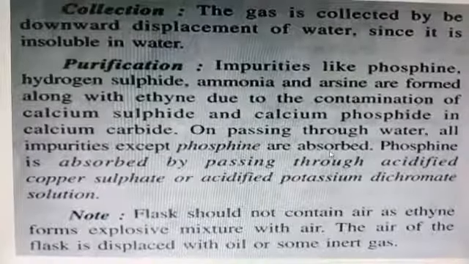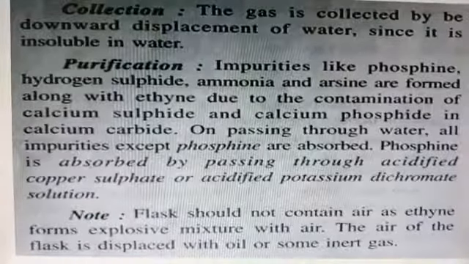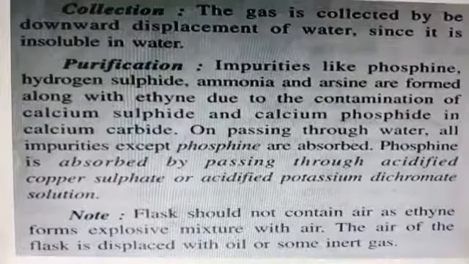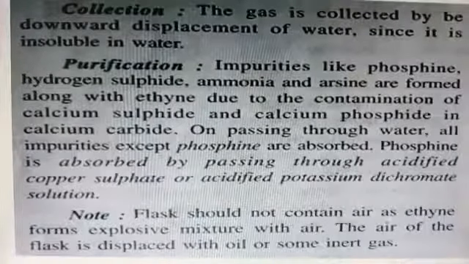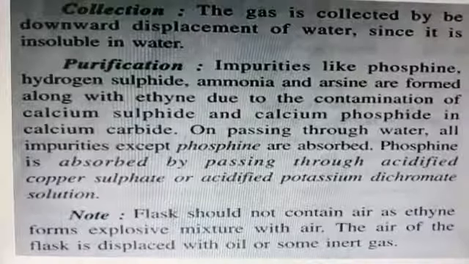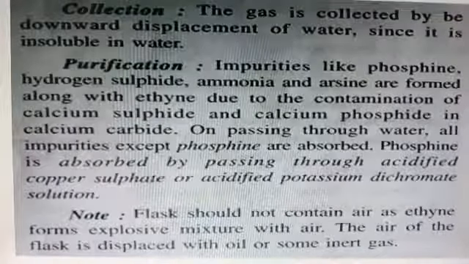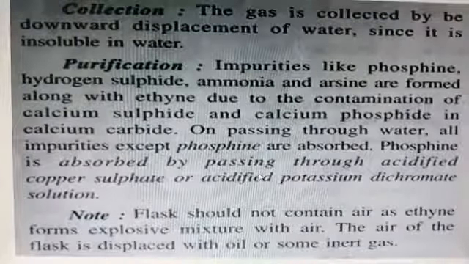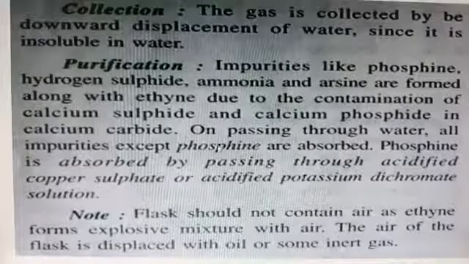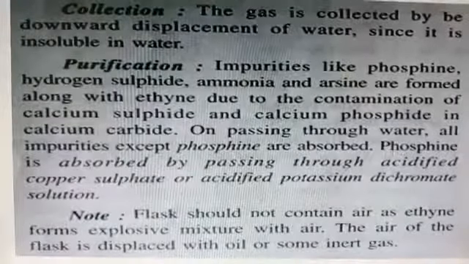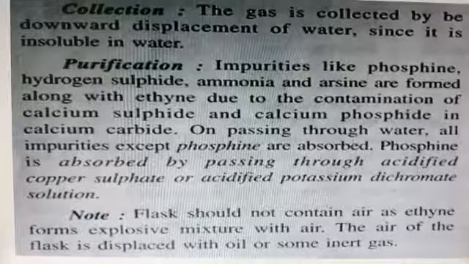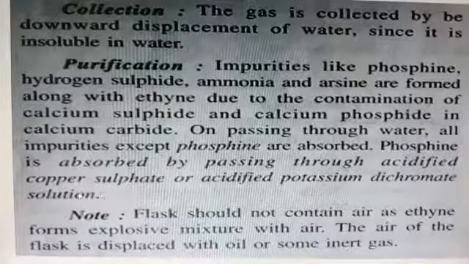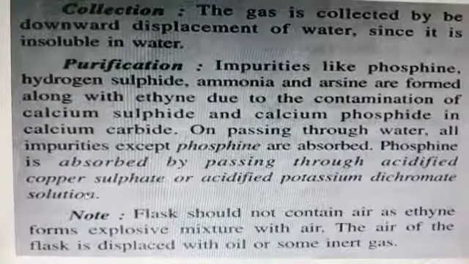That means gases like arsine, hydrogen sulfide, and ammonia do not disturb at all because, except phosphine, the rest of these are absorbed. Then phosphine is still there in the gas. So how do we purify it from phosphine, which is not absorbed? Phosphine is absorbed by passing through acidified copper sulfate or acidified potassium dichromate solution. As a result, we will get the pure gas.